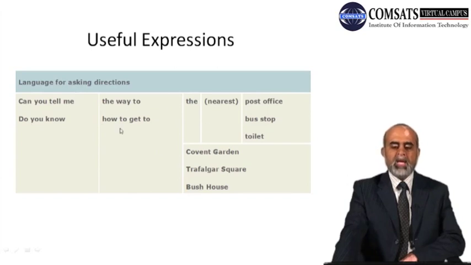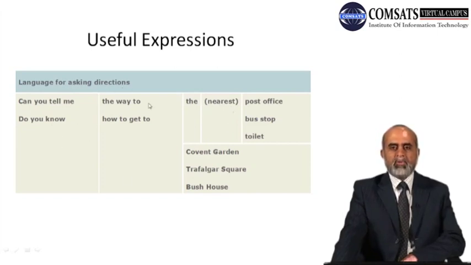Okay. So you can see that from each column we have to choose one of the words or phrases. Can you tell me, do you know? You can start either with can you tell me, or you can start with do you know. And then you can pick either the phrase the way to or how to get to. And then this is in brackets. This means it is really optional. So if you want to use it, it's fine. Otherwise, you just leave it alone.